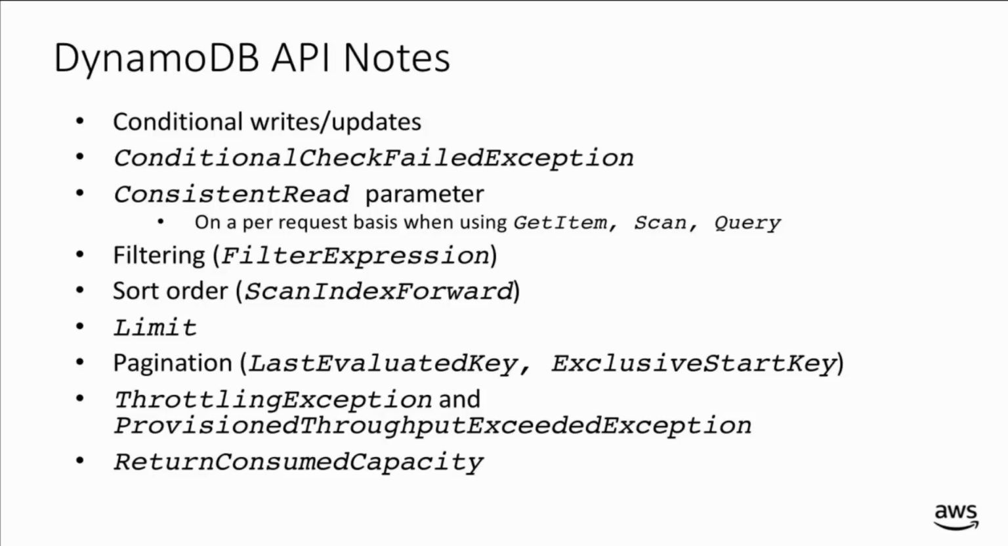These exceptions are thrown back to your application when you exceed provision throughput or when DynamoDB is throttling your requests for other reasons. Return consume capacity is an option that you can specify on your request so that the response from DynamoDB will include the capacity that was consumed by the request.